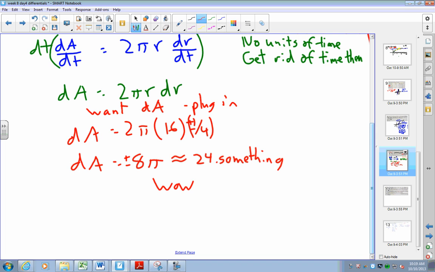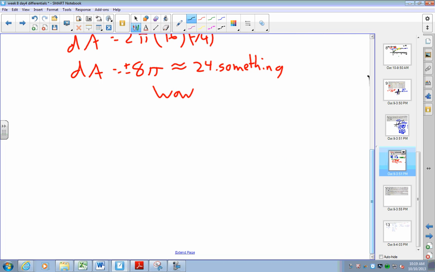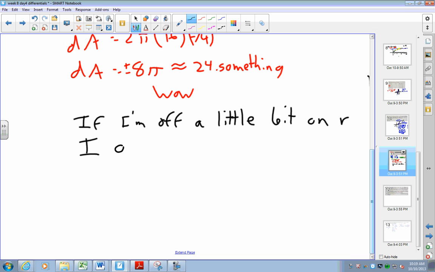Wow. If I'm off a little bit on r, I get way off on A. That's huge. Okay? So I think r is 16, give or take 1/4 of an inch.